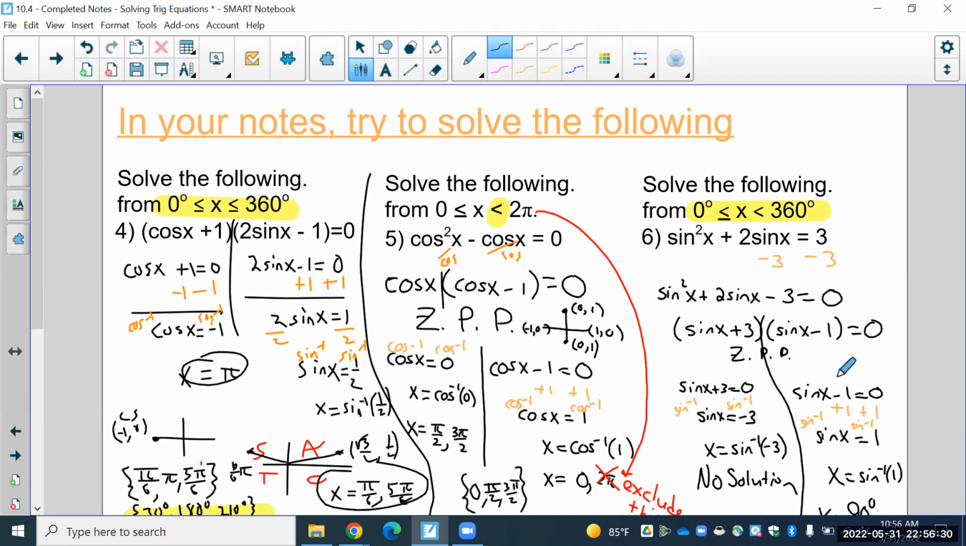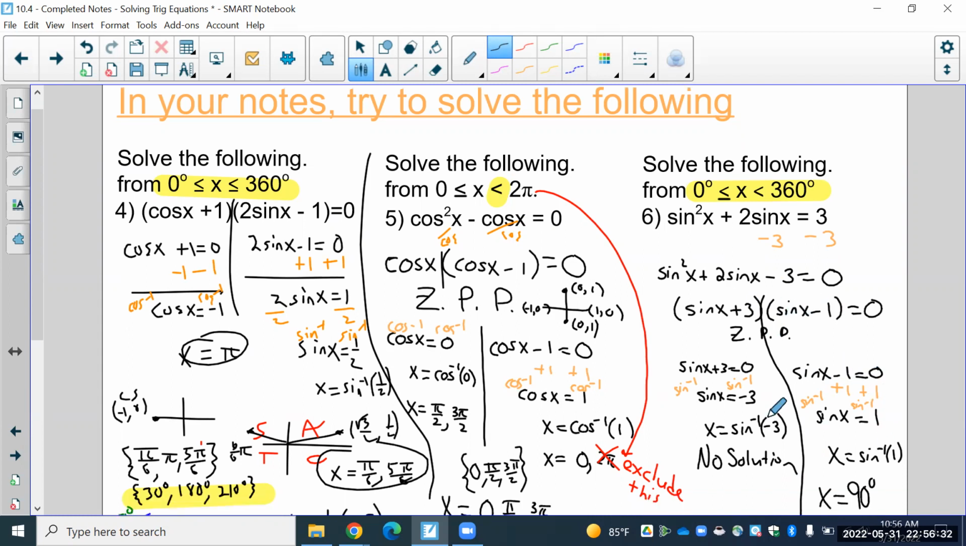Here I'm going to solve this by adding 1 and then looking at the unit circle. I already have it over here, so sine equals 1 only here, right? Because that's cosine, sine, so I have only 90 degrees.